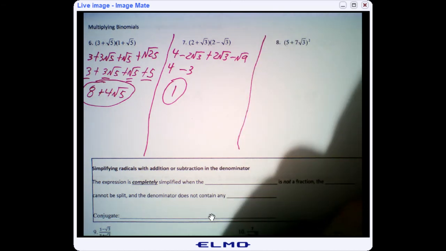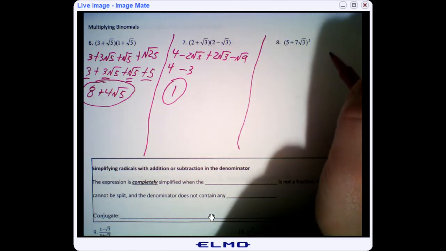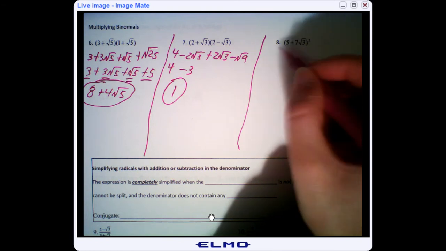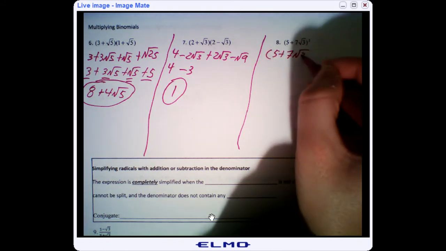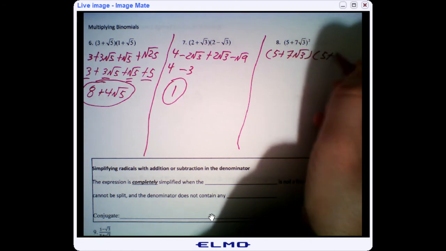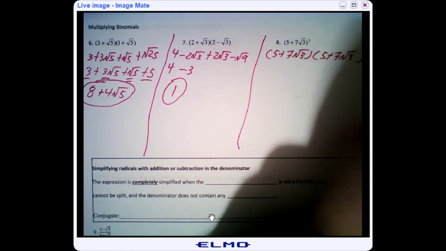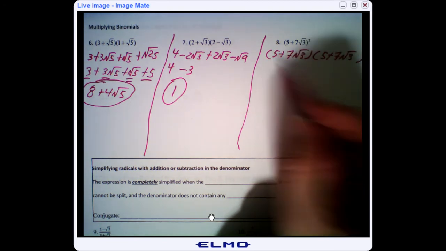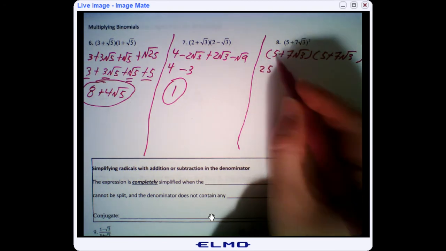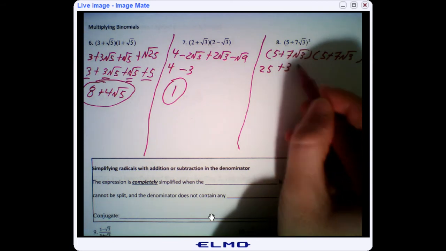For 8, we have 5 plus 7 square root of 3, all of it squared. That squared means I got 2 of these. Please rewrite them. You will make less mistakes if you do that. Then we're going to distribute everything. 5 times 5 is 25. 5 times 7 square roots of 3 is plus 35 square roots of 3.